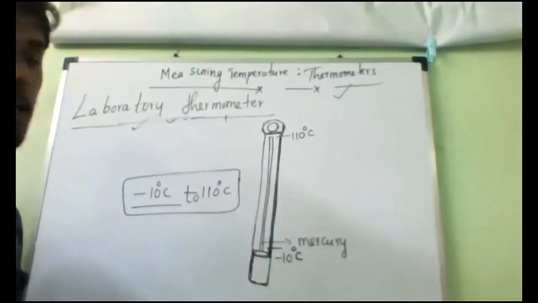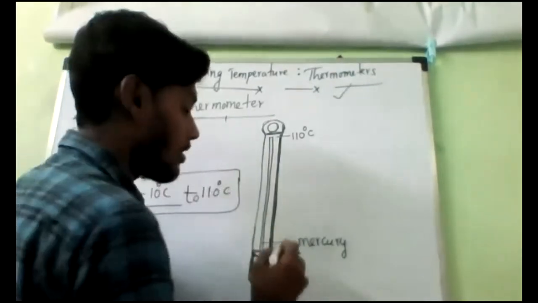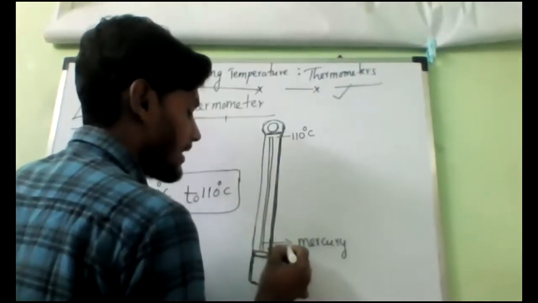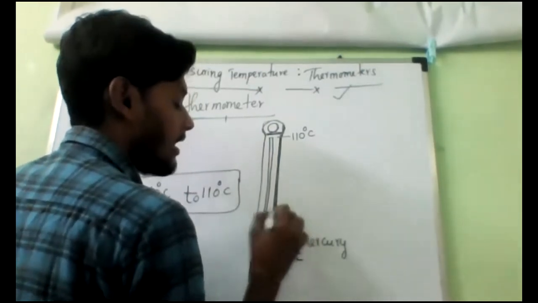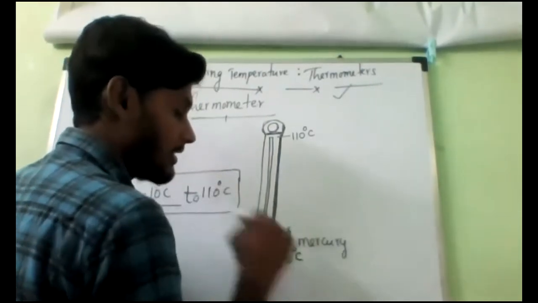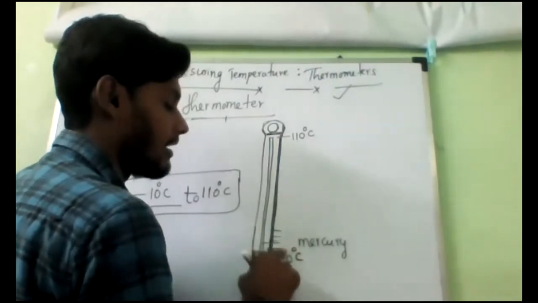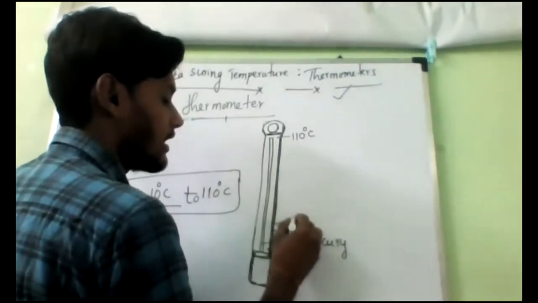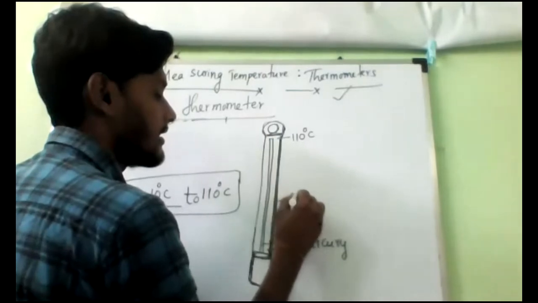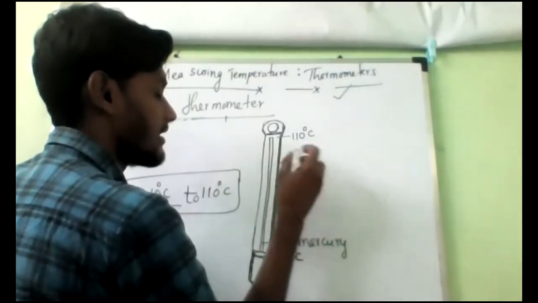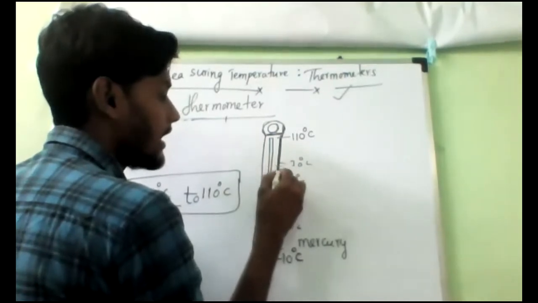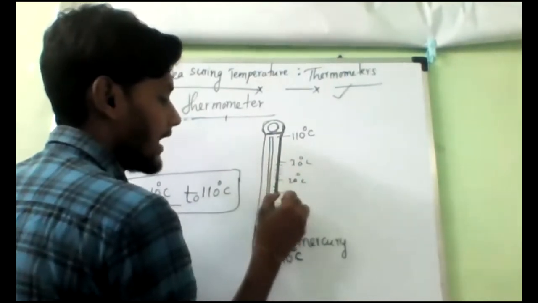And how will the lines be present? Minus 10, minus 9, minus 8, minus 7, minus 6, like that they will be present. But these lines will be shown like our scale. Minus 10, next 0 degrees Celsius, next 10 degrees Celsius, next 20, next 30. But in the middle, how many lines will be present, Mari? 10 lines will be present.